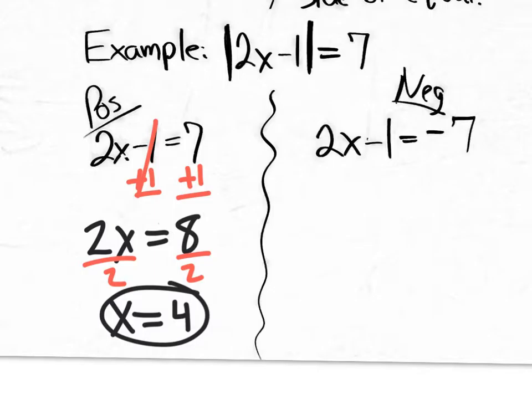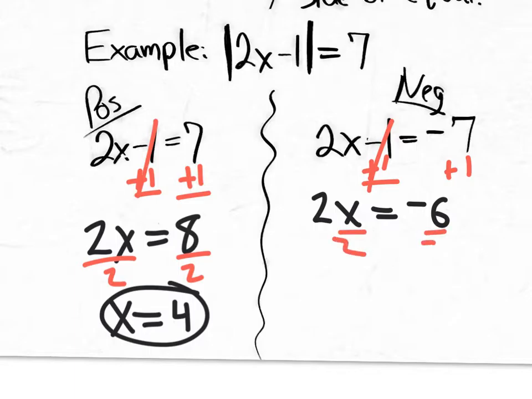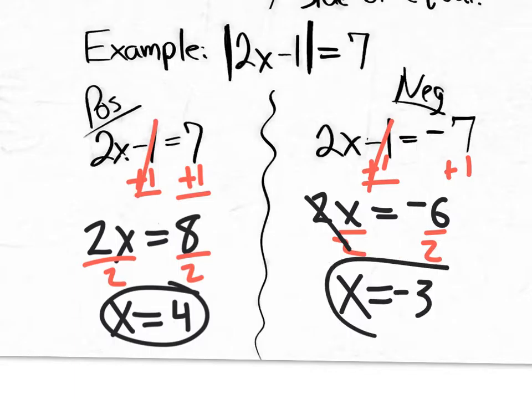Wrong. It's not negative. You can't just do that. You actually have to work it out and do it, right? So we're going to add 1 over here to get rid of the minus 1. Add 1 over here. You're going to end up with a new equation that says 2x equals negative 6. And then what do we do? Divide by 2, divide by 2. So we see that the answer ends up being x equals negative 3. That's right, x is negative 3. And those are our 2 answers for this absolute value equation, okay?